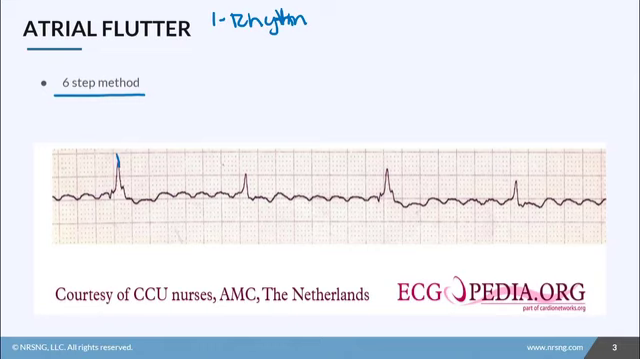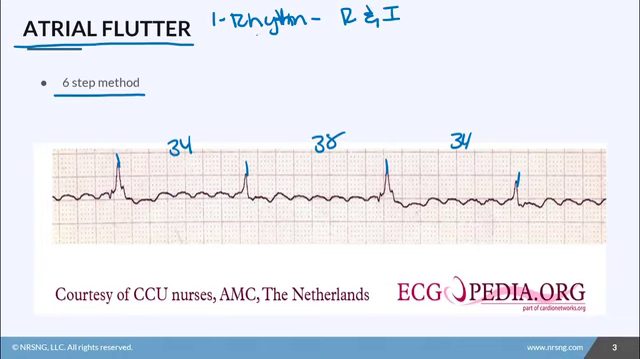So let's count the boxes in between the R waves. From here to here, we have 34. From here to here, we have 38. From here to here, we have 34. So actually, our rhythm is regular and irregular. That's the thing with a flutter. People can have either regular or irregular or both, and it's just normal for a flutter.